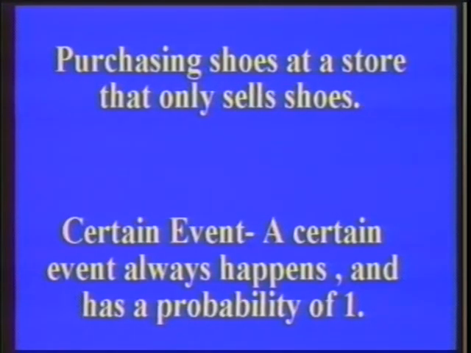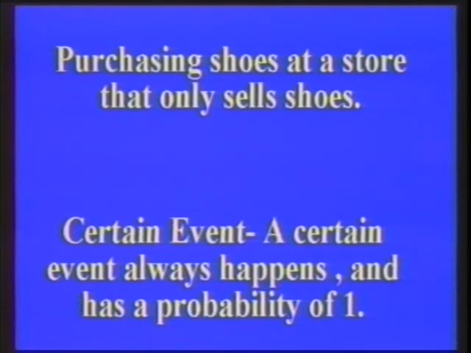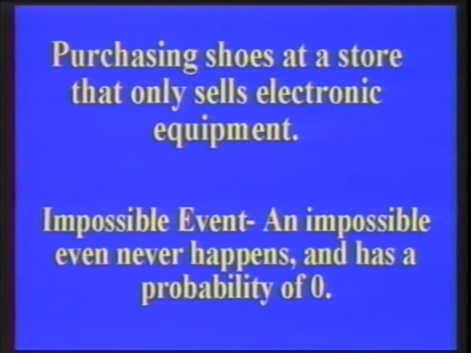To consider the certain event: a certain event always happens and has a probability of 1. The students have defined the stores in which they will find the exact shoes they're looking for. Those are the certain events of those students. Now, we also want to talk about an impossible event. An impossible event is purchasing shoes at a store that only sells electronic equipment. That would be very unlikely to do. Therefore, an impossible event is an event that never happens and has a probability of 0.